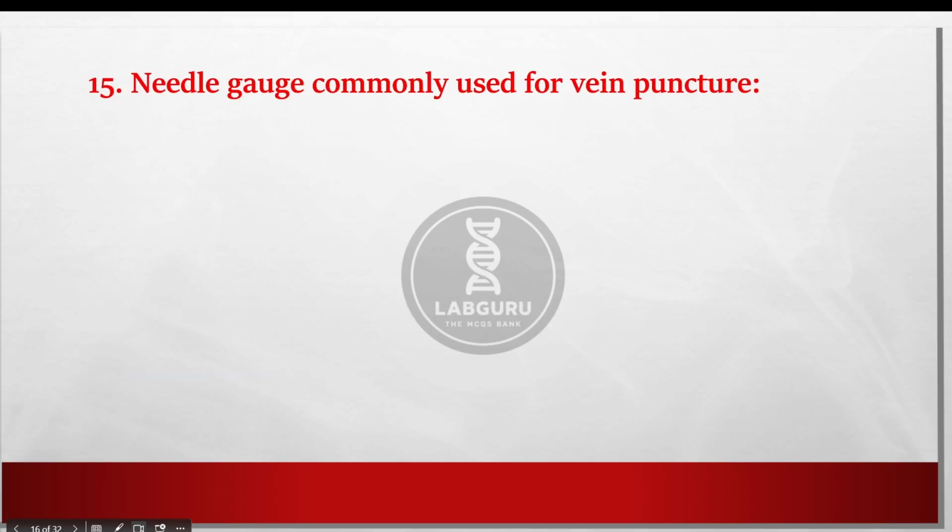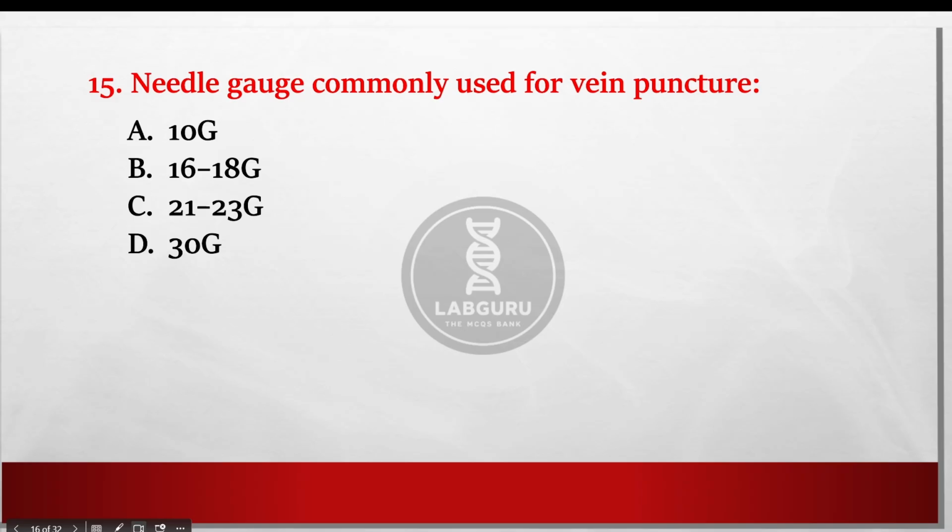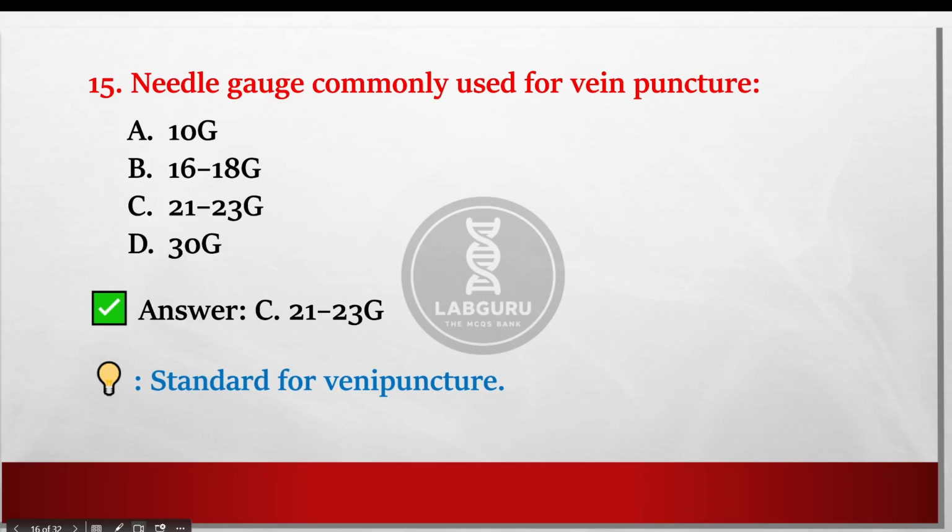Question number 15 is needle gauge commonly used for the vein puncture. What is the size of needle which we are using for vein puncture commonly? The options are option A 10 gauge, option B 16 to 18, option C 21 to 23, and the option D is 30 gauge. So the right answer is 21 to 23 gauge needle size is commonly used for the vein puncture. Why? Because it is the standard for vein puncture, and actually it causes good blood flow with the less pain.